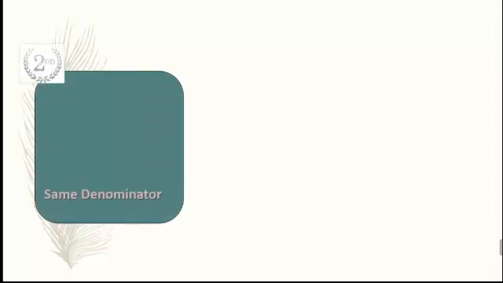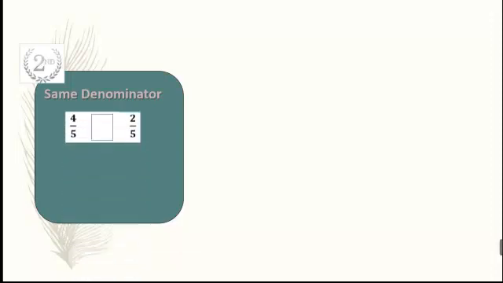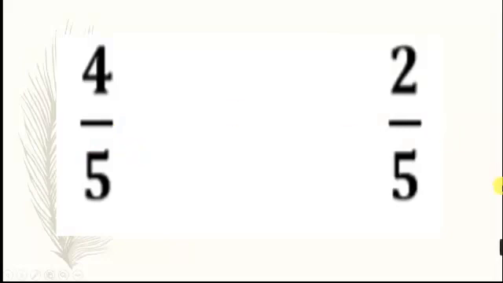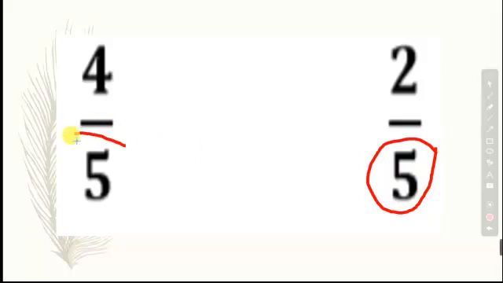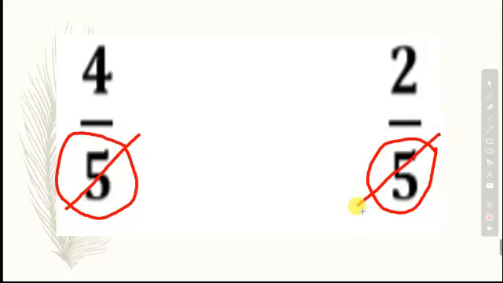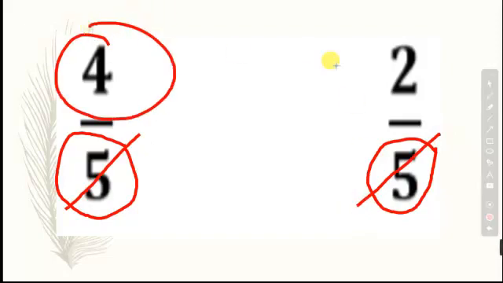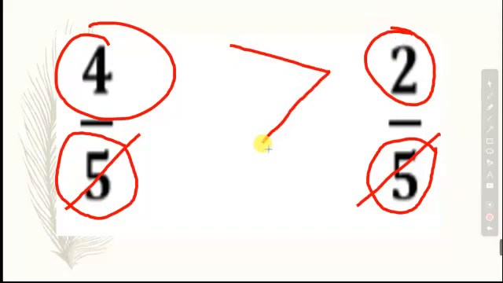Okay, what about the second case? In the second case, we have the same denominator. Let's see an example. I have 4 fifths and 2 fifths. Let's see here, we have 5 and here 5. They are the same denominator. What will we do? Cancel them. So what do we got now? We got 4 and 2. Which is greater, 4 or 2? Excellent. 4 is greater than 2.